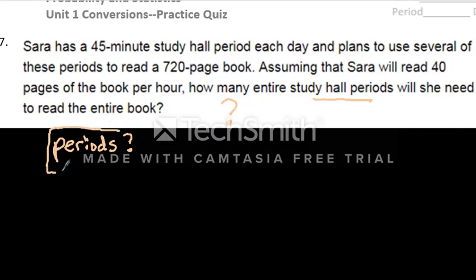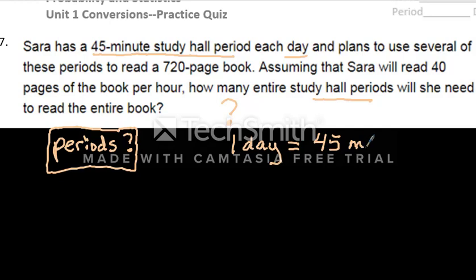So really what I start keying in on is, where do I see these words? Where do I see study hall periods? Well, it says up here I see study hall period. So a 45-minute study hall period each day. So that's going to tell me that one day, every day, I have a 45-minute study hall. So I can say one day is equal to 45-minute study hall periods. Okay? And it says we're a 720-page book.